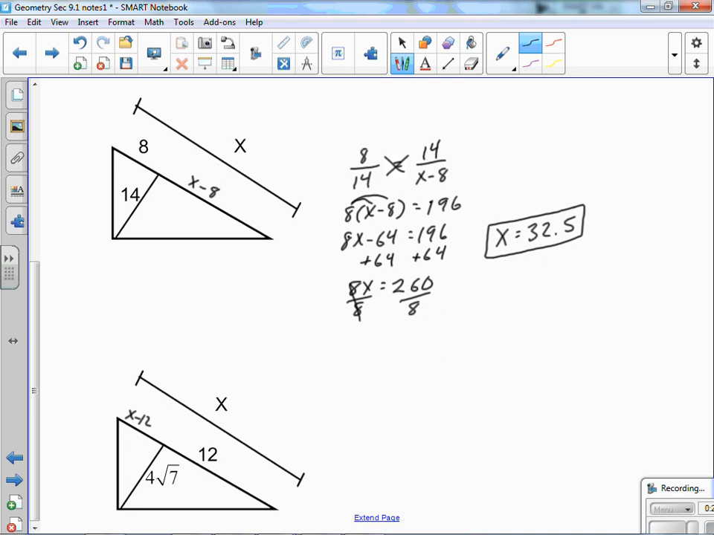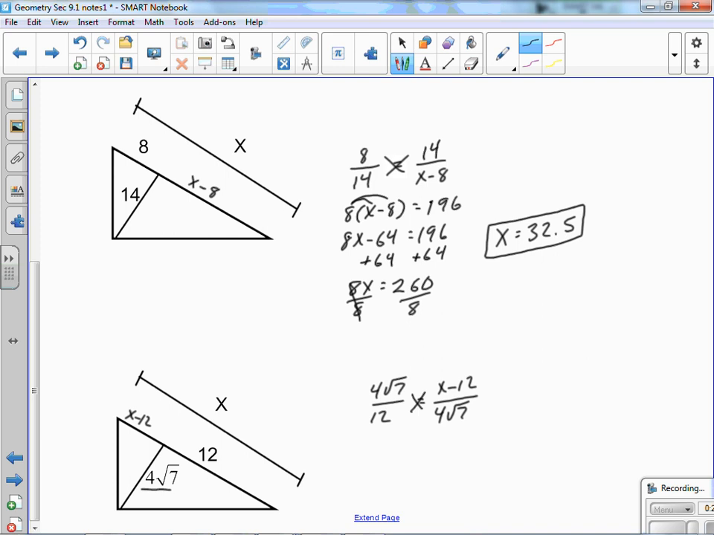And so the altitude goes as the geometric mean, 4 square roots of 7 on the top on one side, 4 square roots of 7 on the bottom on the other. And then 12 and x minus 12 fill in the other two spots. And we're going to cross multiply.